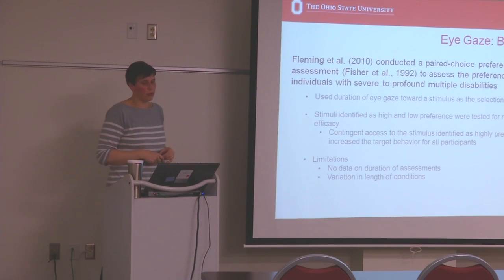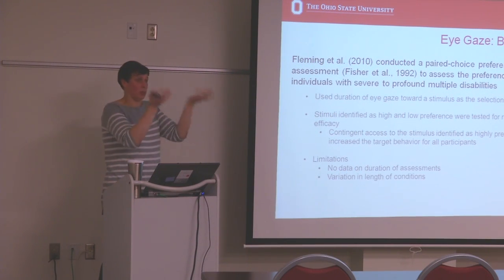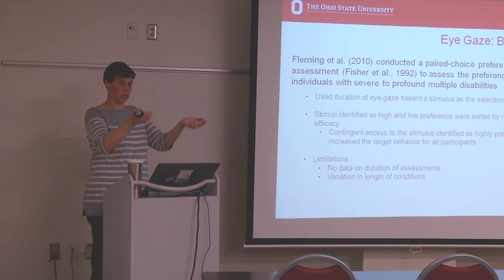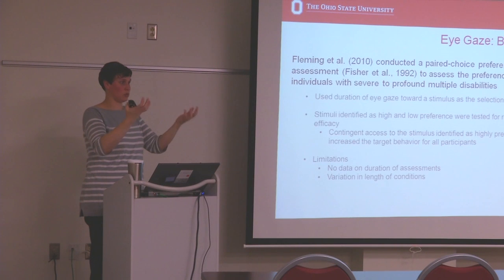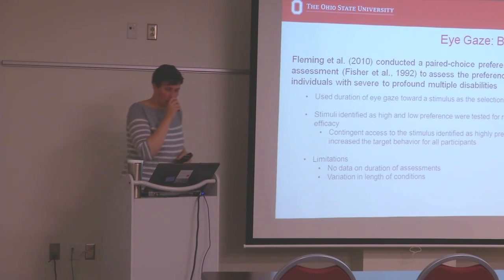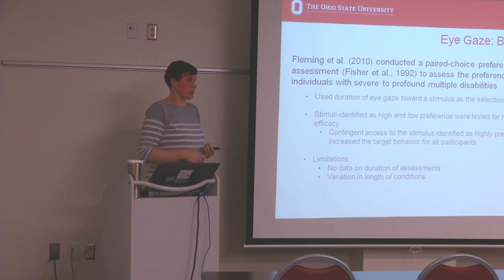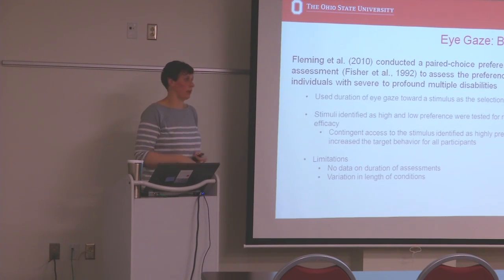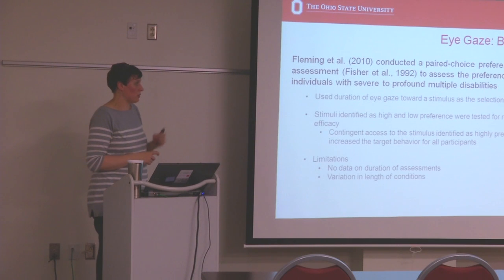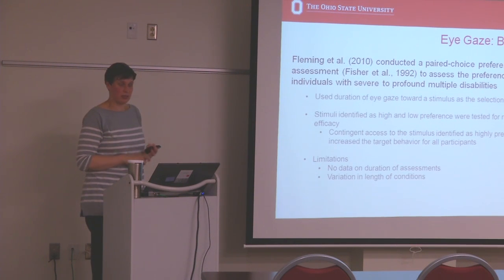Okay? So with eye gaze, what we said is, okay, we're going to give you this pair, but instead of you reaching out and choosing one, you have to look at it and maintain your eye gaze for 2 seconds. Does that give us the same information? What we found is that yes, it does. They were selecting items using eye gaze, and those items effectively worked in a reinforcer assessment. What we didn't do in that study is collect any data on duration, so we didn't know how long this actually took us.